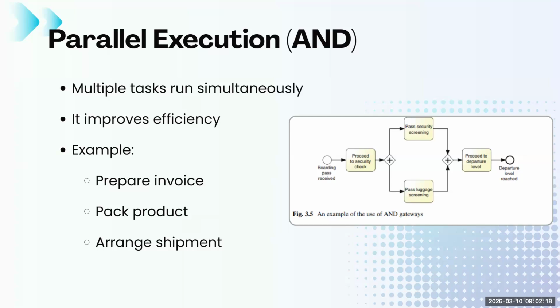And in the other example, we can see the preparation of a product. First, we prepare the invoice, and then we pack the product, and then we arrange the shipment. So, parallel execution helps improve efficiency and reduce delays in a business process.